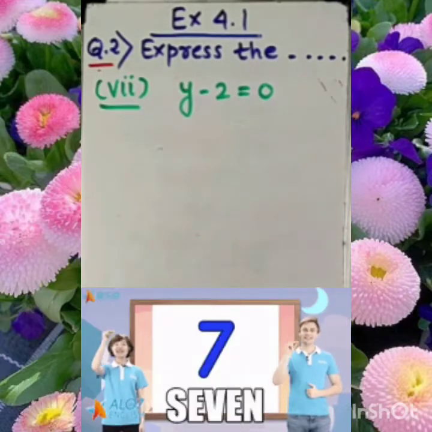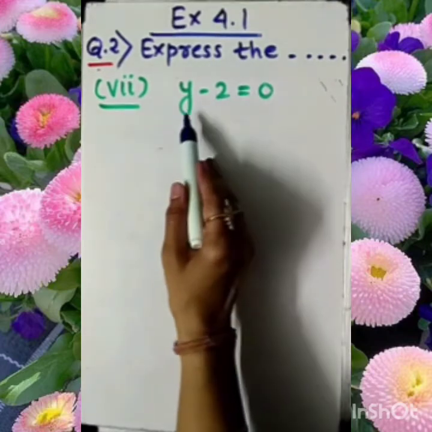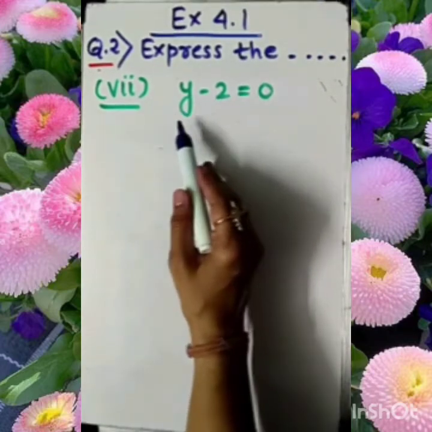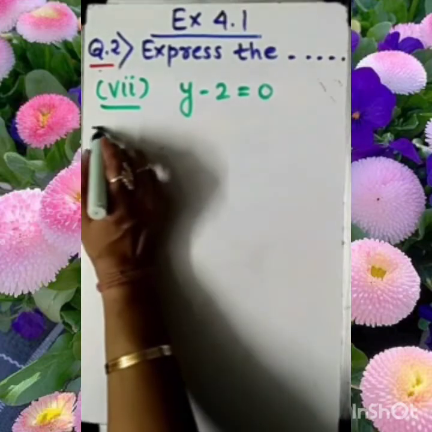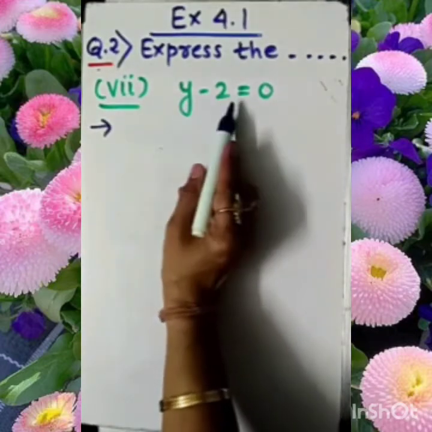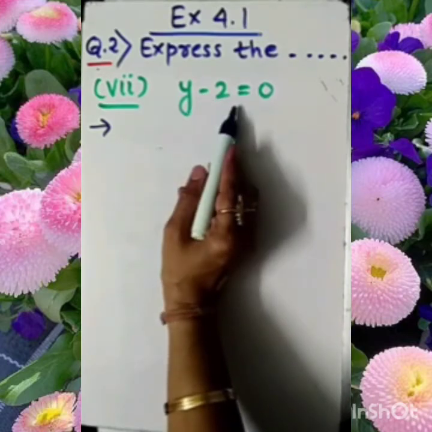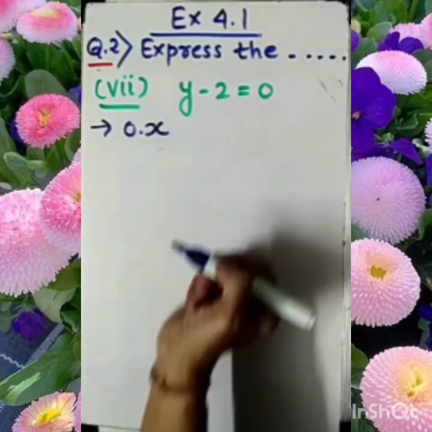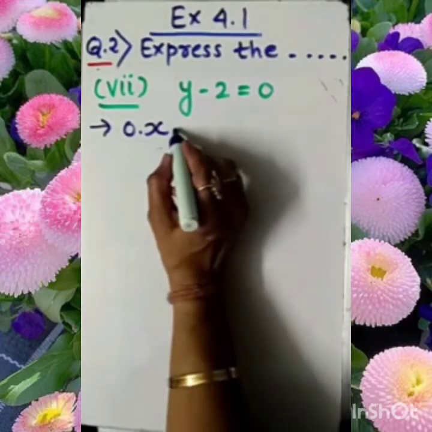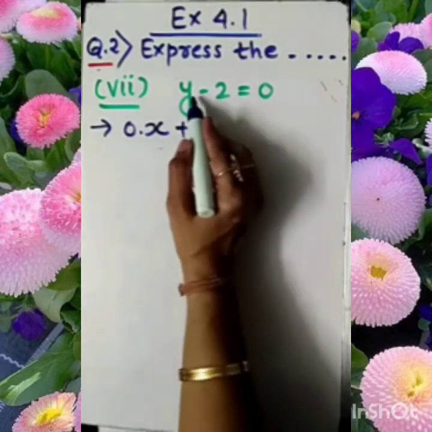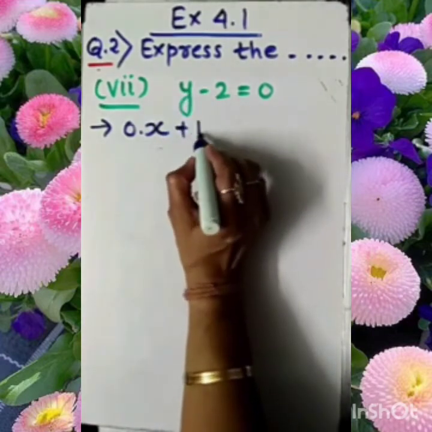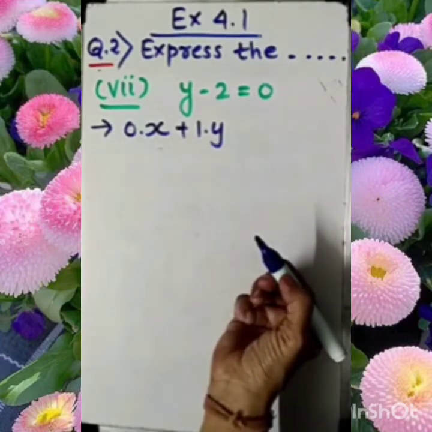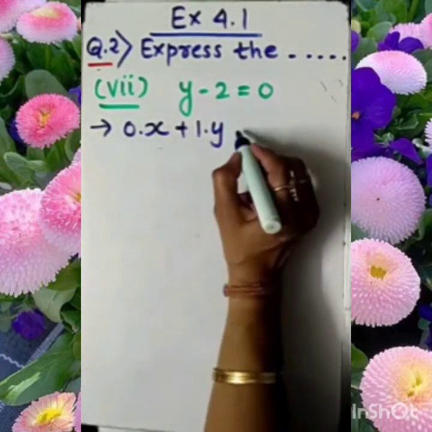So dear students, the 7th is on your screen: y minus 2 equal to 0. Again you can see all the terms are on the left side of the equal to, already given. Fine. So in such a case, let's work out the coefficient of x. Can you see x in the equation? No. So we will consider the coefficient of x as 0. What about the coefficient of y? Here y has nothing written, so consider it always 1. y will have the coefficient 1 and this is the constant term.